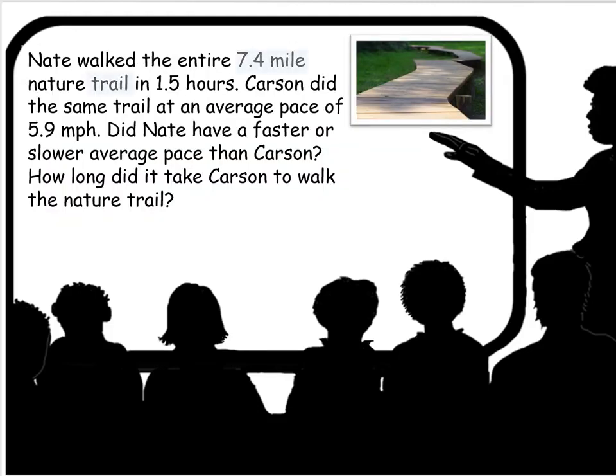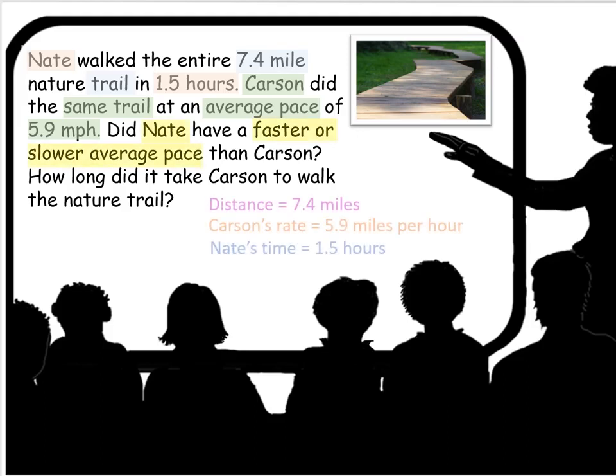Let's look at the first problem. Nate walked the entire 7.4-mile nature trail in 1.5 hours. Carson did the same trail at an average pace of 5.9 miles per hour. Did Nate have a faster or slower average pace than Carson? How long did it take Carson to walk the nature trail?